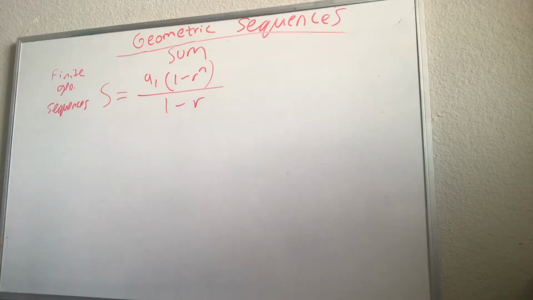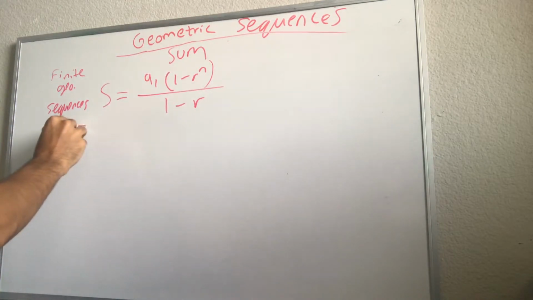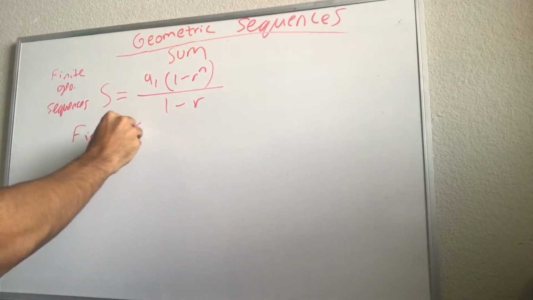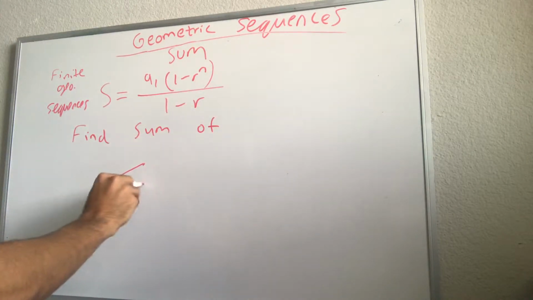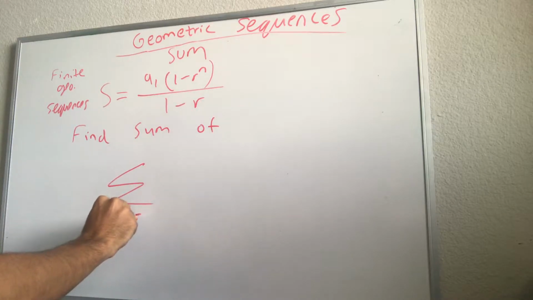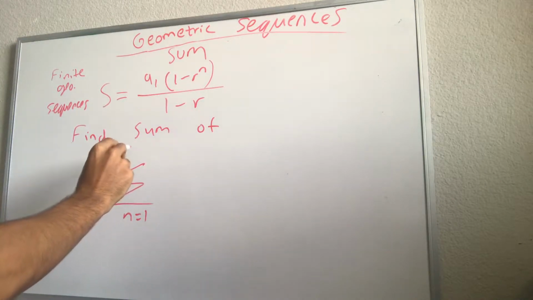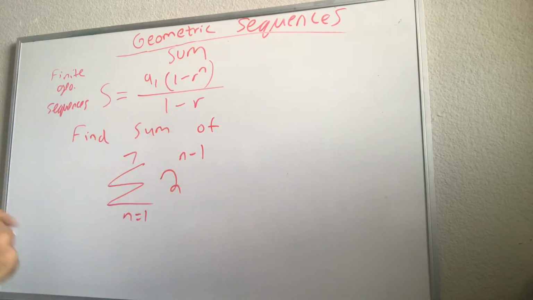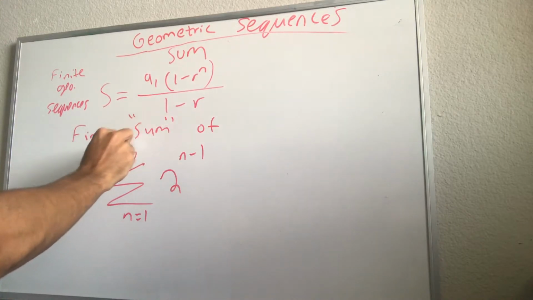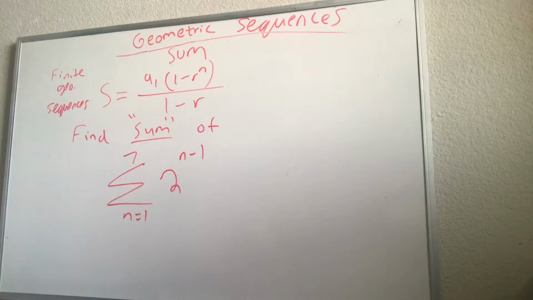Now I may give an example here. Say you have: find the sum of the following, the summation from n equals 1 to 7 of 2 to the power of n minus 1. Now this symbol here, just know that symbol, you will see it often. It's known as summation. It just indicates that you're finding the sum, or the summation. So that's the symbol for that.